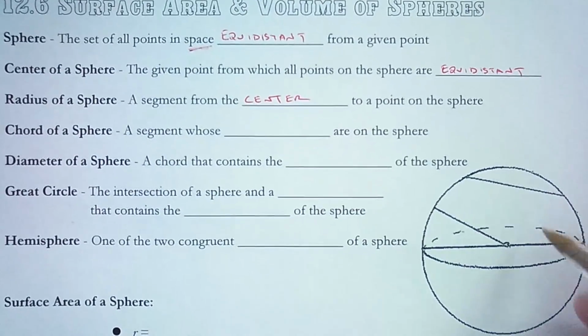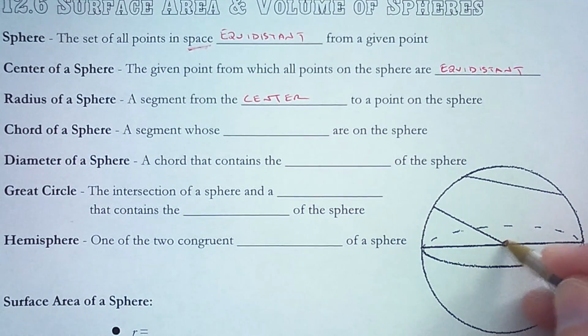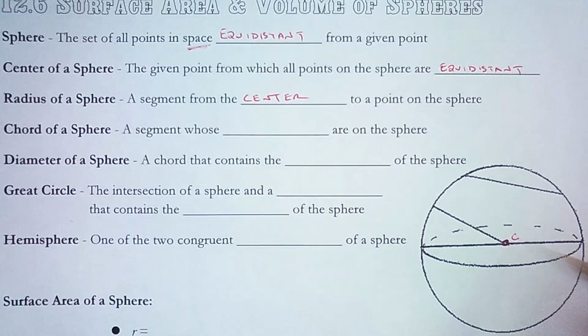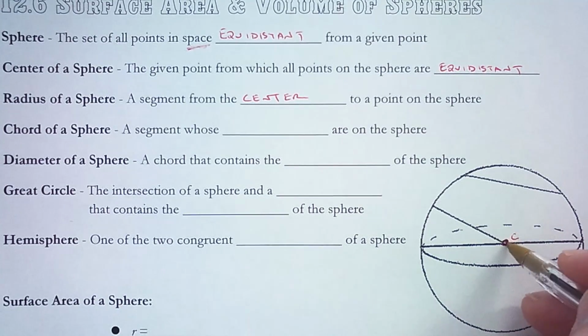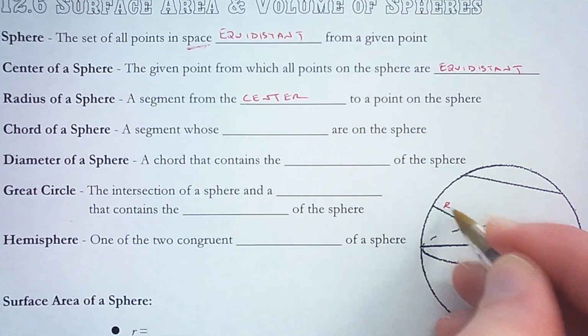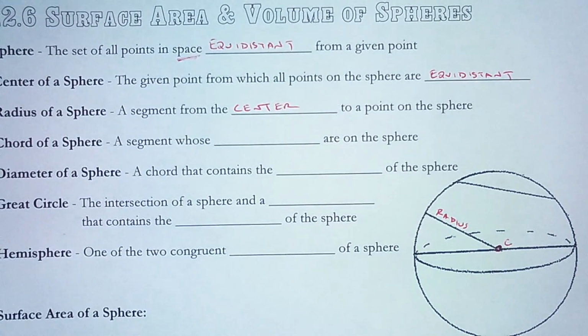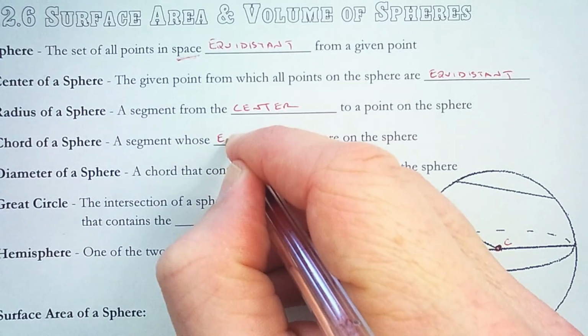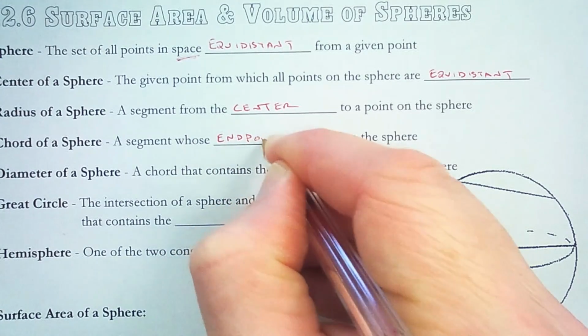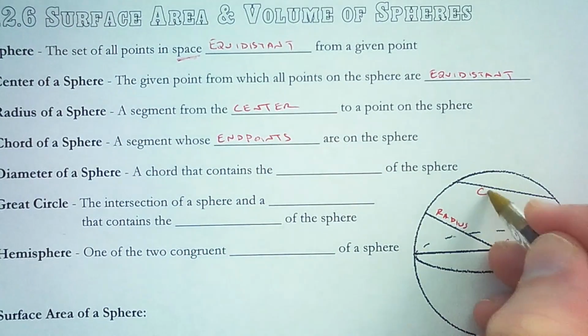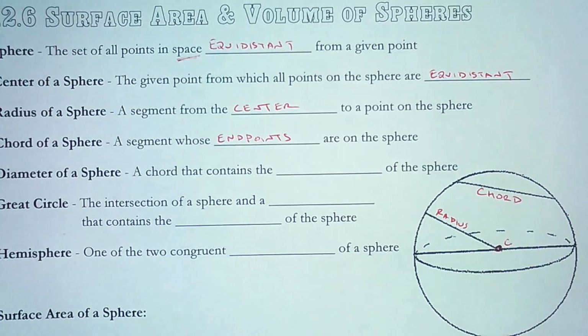So let's look at this picture of a sphere here. Right here is the center. I'll put a C there for center. From the center to a point on the sphere, that is the radius. A chord of a sphere is a segment whose endpoints are on the sphere. Okay, so this right here is called a chord of the sphere. Its endpoints are both on the sphere.